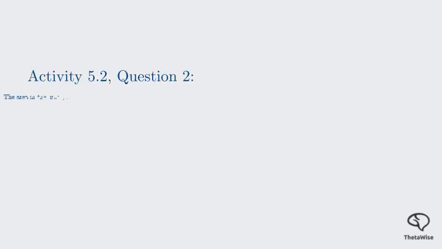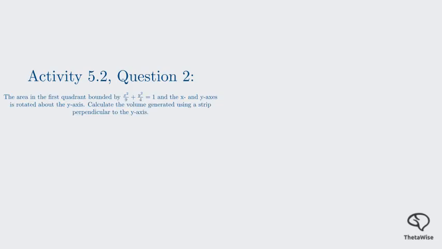Let's move on to question 2. Here we're asked to find the volume of revolution of an area defined by an ellipse. The equation describes an ellipse centered at the origin with a horizontal semi-axis of 3 and a vertical semi-axis of 2. Since we're in the first quadrant, we're dealing with a quarter of this ellipse. Let's sketch it. The area is bounded by this quarter ellipse and the positive x and y axes.